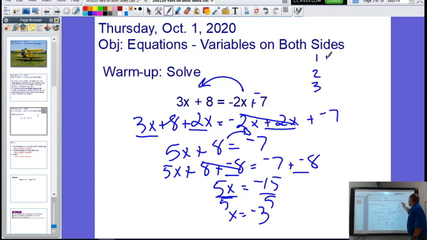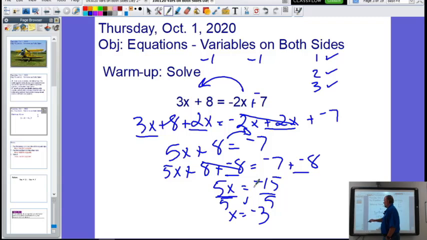So the first step was to get our letters on one side. We did that. The second step was to get our numbers on the other side. And we did that. And the third step was to solve. Now there is a fourth step that I'd like for you to do, and that is to check your answer to make sure it's right. So we take the negative 3 and we plug it back in. So we would do 3 times negative 3, which would give me negative 9. And negative 9 plus 8 gives me negative 1. Then do the same thing to the other side. Negative 2 times negative 3 gives me positive 6, and positive 6 plus negative 7 also gives me a negative 1. So that tells me that that answer is correct.